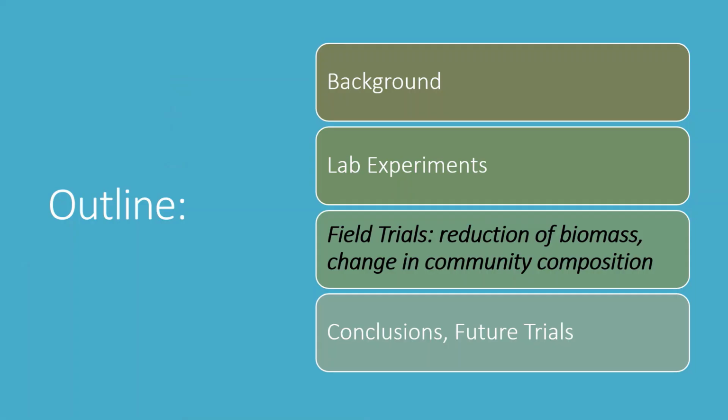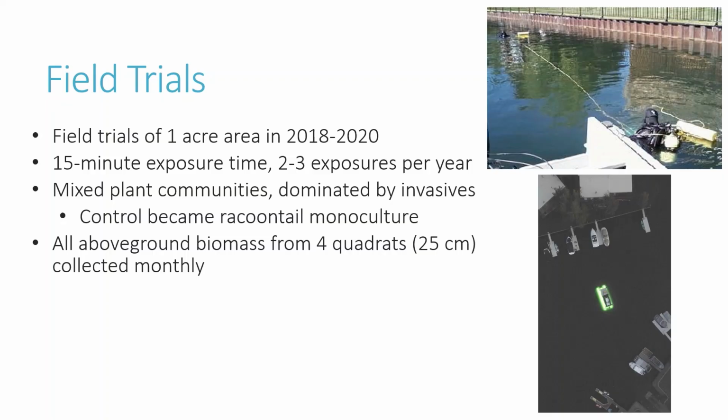Now moving outside to the field and looking at a reduction of biomass and the change in community composition caused by the effects of UVC treatment. We performed field trials using the UVC boat to treat all plants in a 1-acre section at least twice a year for 15 minutes, which took about 2 weeks to complete the whole acre. These areas were mixed plant communities dominated by invasives, and unfortunately, the control section became a coontail monoculture.